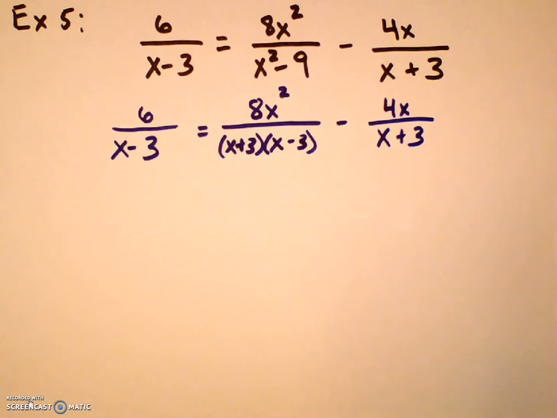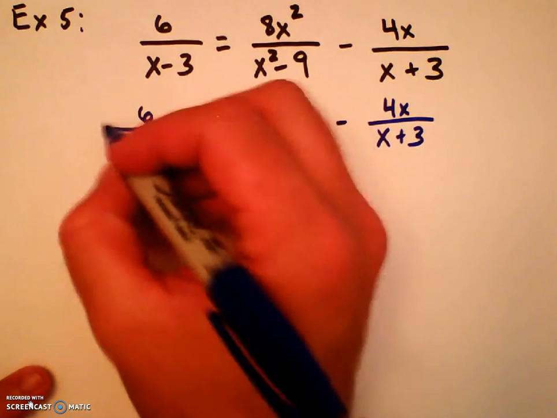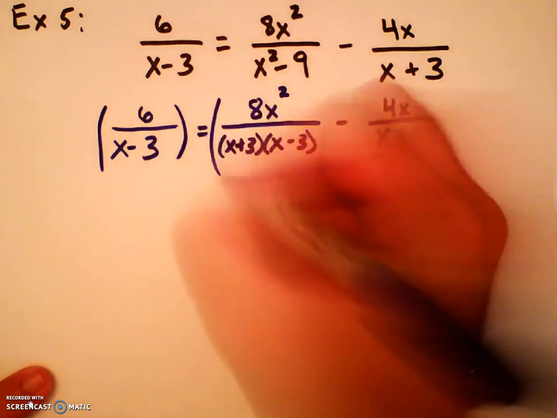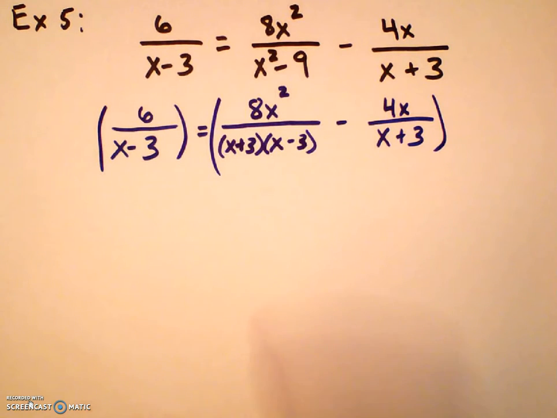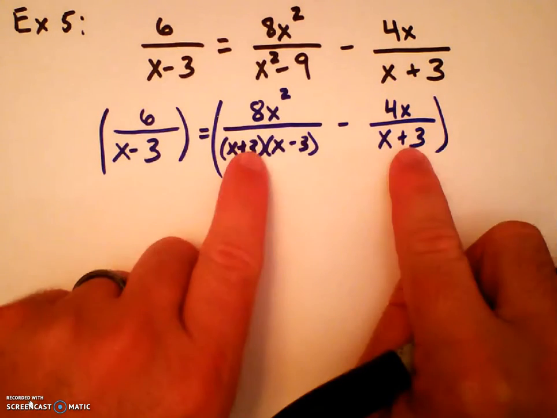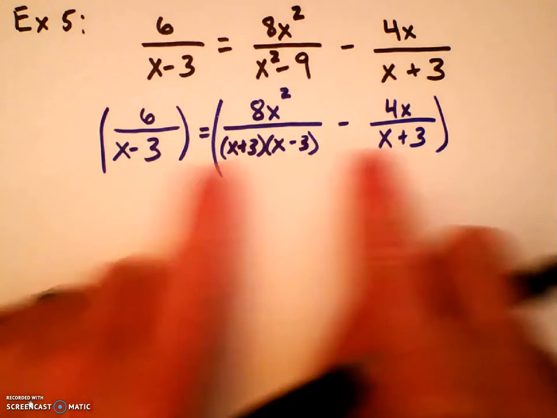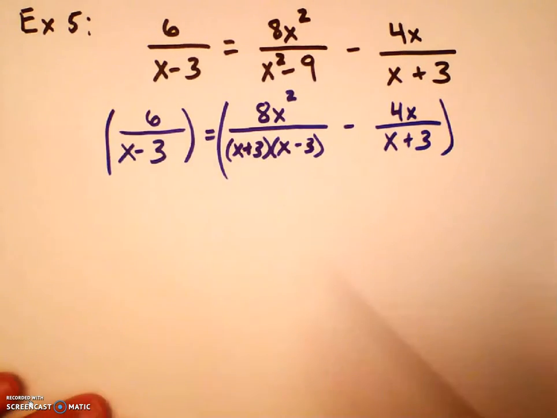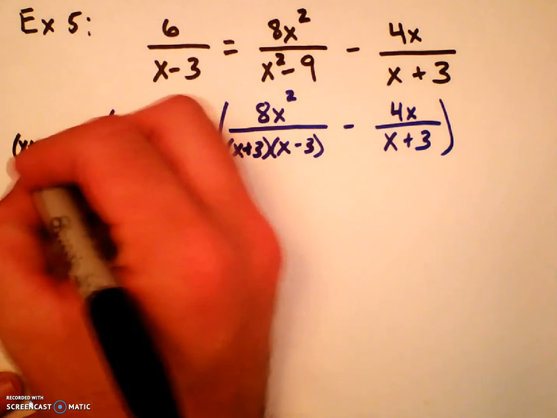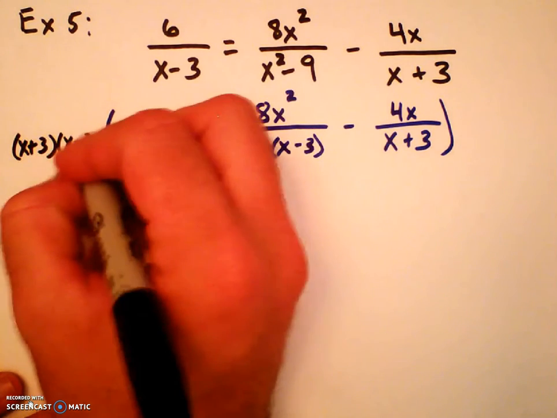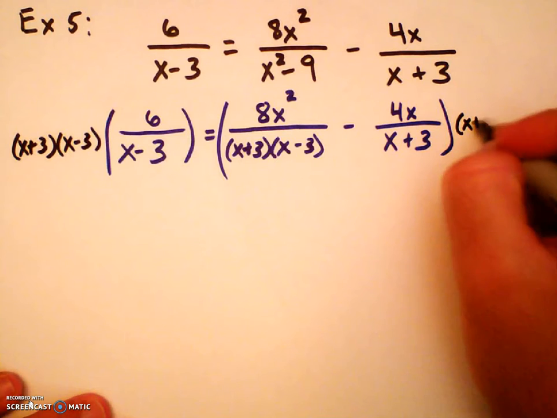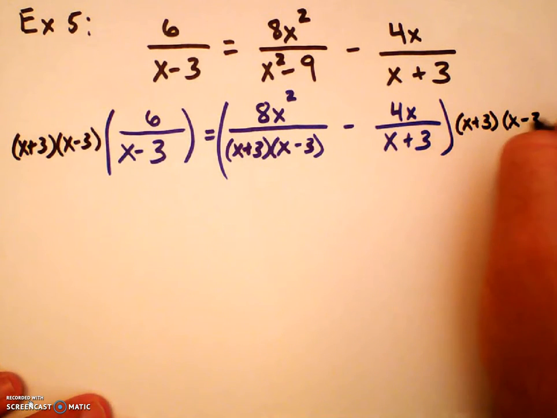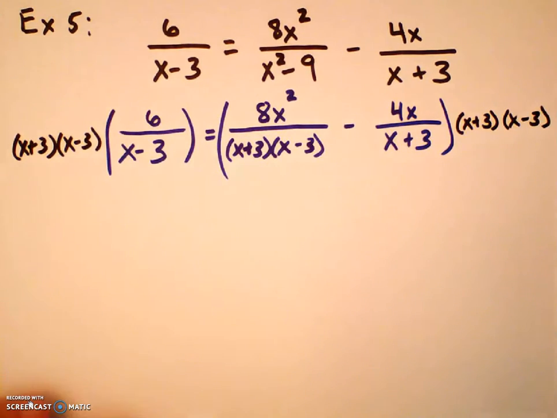And now, just like in example 4, we're going to look to multiply both sides by something that will eliminate everything that shows up on the bottom of the fraction. So if you notice, we've got x minus 3's and we've got x plus 3's. Those are the only two things that show up. They only show up one time underneath each fraction. So I'm going to multiply both sides by the x plus 3 and the x minus 3. And when I do that, everything should cancel on the denominator.